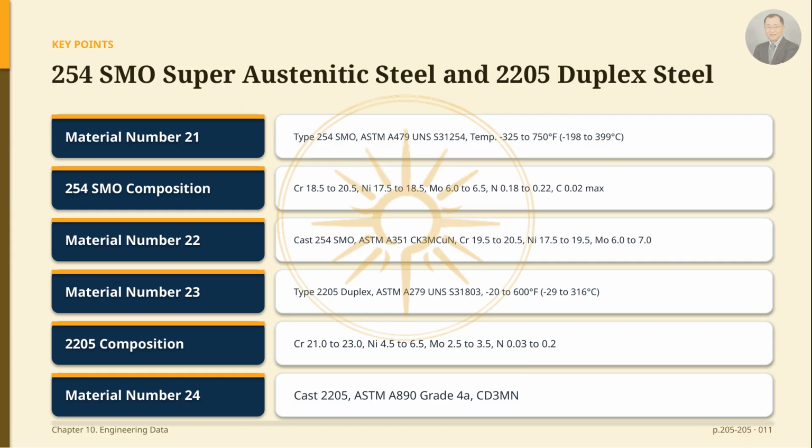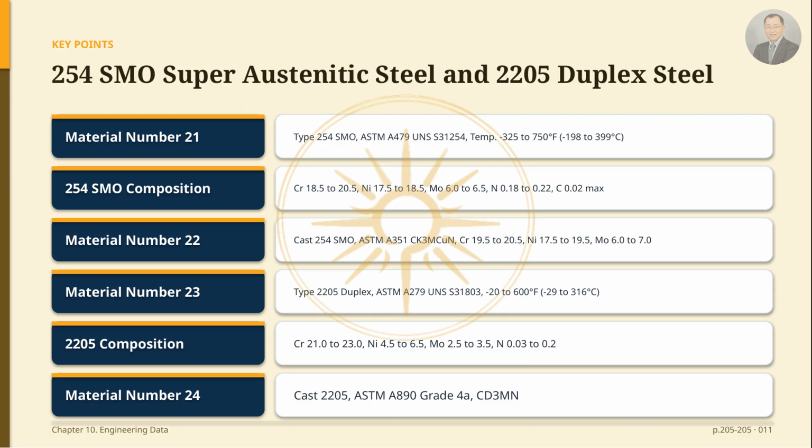Material number 21, type 254 SMO, is specified as ASTM A479 UNS S31254, with an operating temperature of minus 325 to 750 degrees Fahrenheit, or minus 198 to 399 degrees Celsius. Its composition includes 18.5 to 20.5% chromium, 17.5 to 18.5% nickel, 6.0 to 6.5% molybdenum, and 0.18 to 0.22% nitrogen. The very high molybdenum and nitrogen content provide excellent pitting resistance.